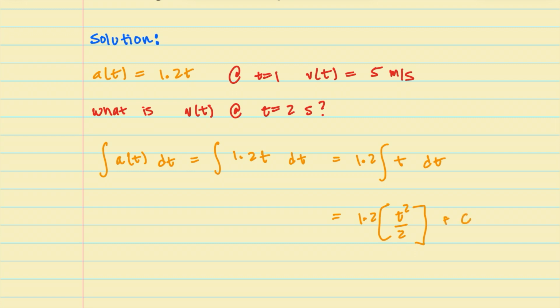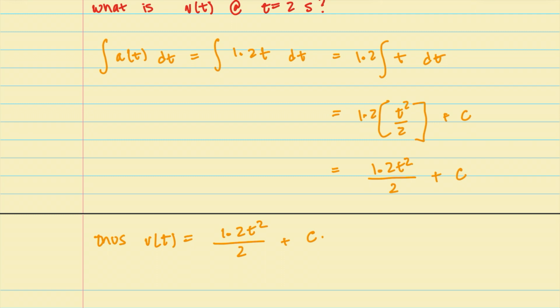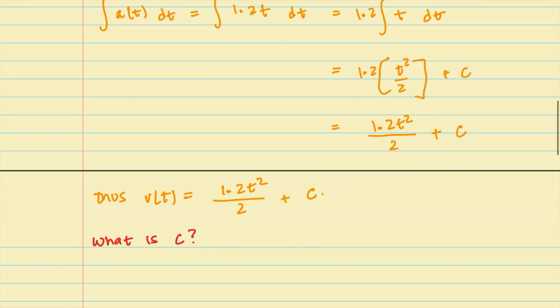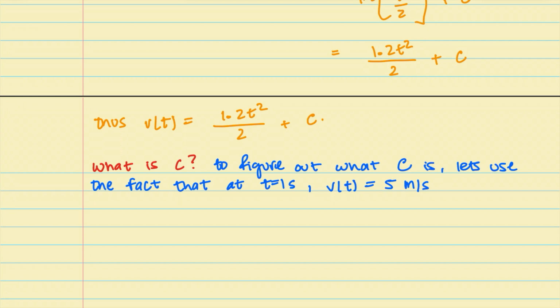If we distribute the 1.2, we get 1.2 t squared over 2 plus C. Thus our velocity as a function of time is equal to 1.2 t squared divided by 2 plus C. Before we can evaluate the velocity of this bus at t equal to 2 seconds, we have to take care of this unknown constant C. To figure out what C is, let's use the fact that at t equal to 1 second, our velocity is 5 meters per second.